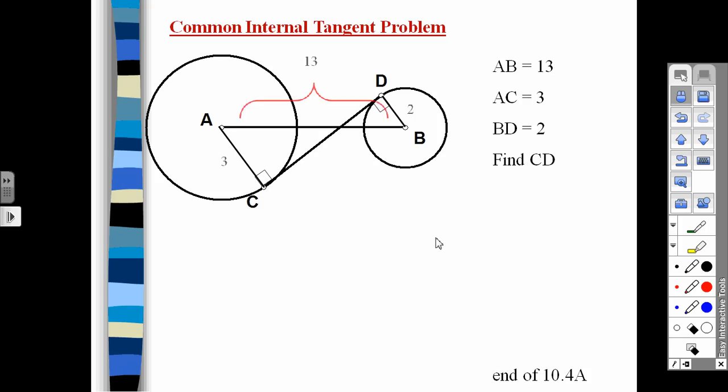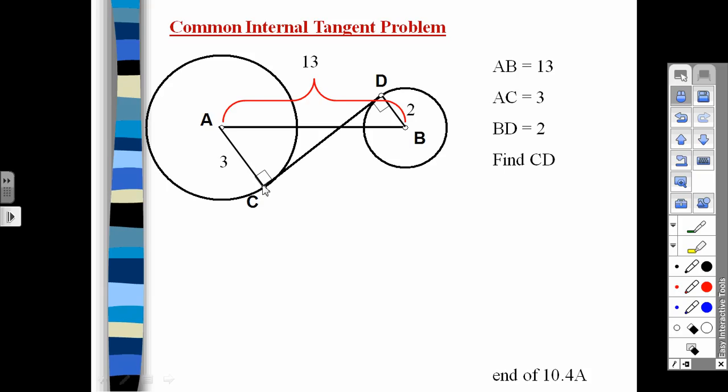So let's start placing in information that we were given. We're given this is 2, that's 3, we know this whole length is 13. We're trying to find the length of CD. So remember how in the common external tangent problem I said that you're going to draw in this segment? It was the blue segment. And you're going to also draw, in this case it's going to be blue again, another segment. And just like before, you're going to start at the center of the little circle, and you're going to draw towards the radius of your large circle.